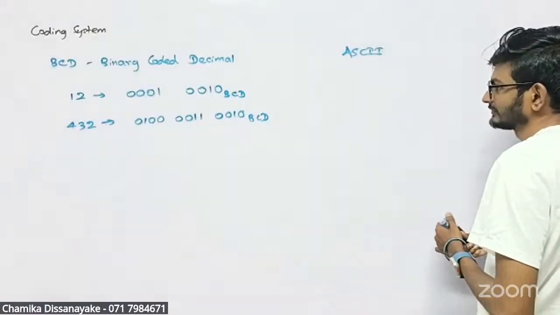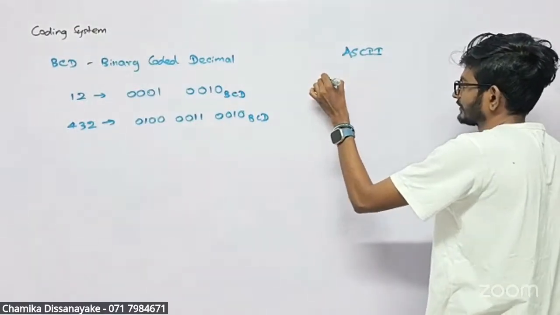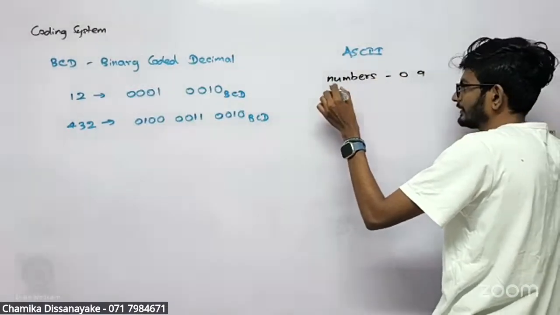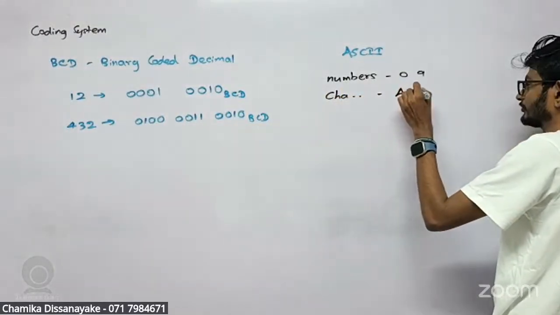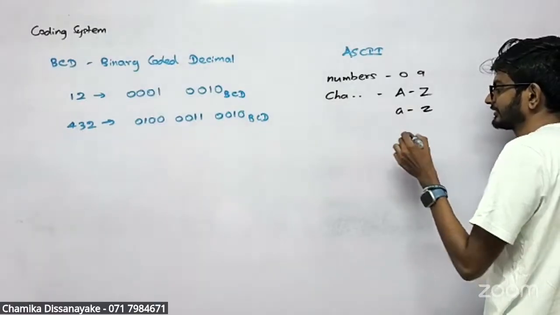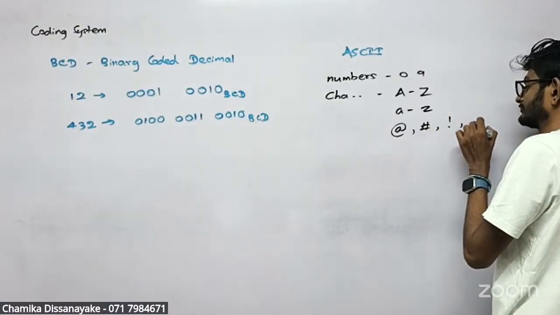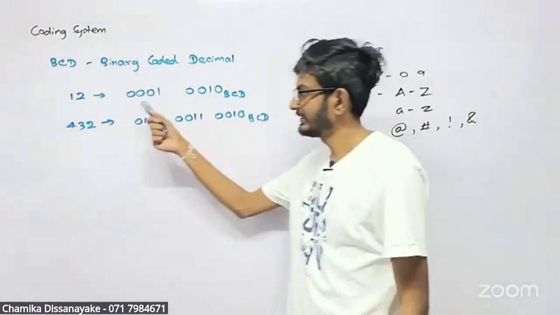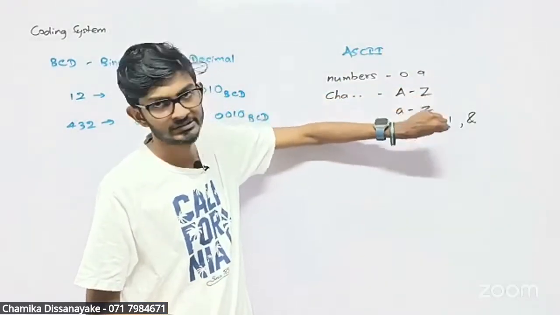So the same thing, but ASCII can be used to represent numbers, that means 0 to 9, and characters. Characters like capital A to Z, simple A to simple Z. Okay, and several symbols like @, hash, this mark, and marks like this. In BCD, we can represent only numbers, but in ASCII, we can represent numbers and characters, right?